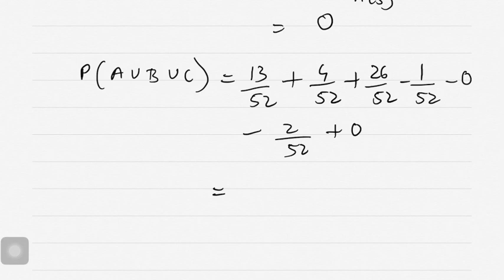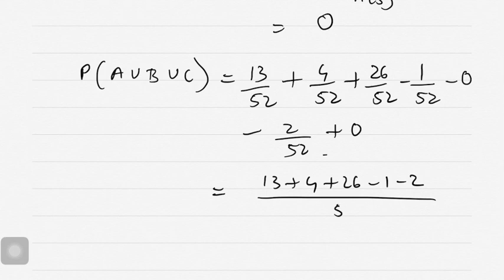Right? I did not simplify so that my denominator is common. So 13 plus 4 plus 26 minus 1 minus 2, divided by 52. Please calculate.